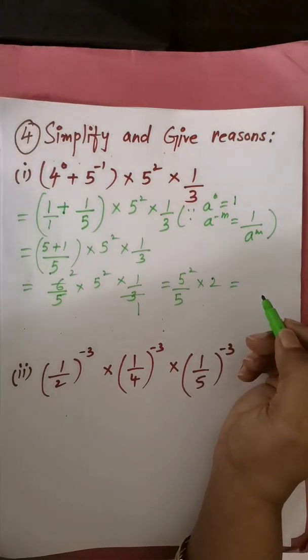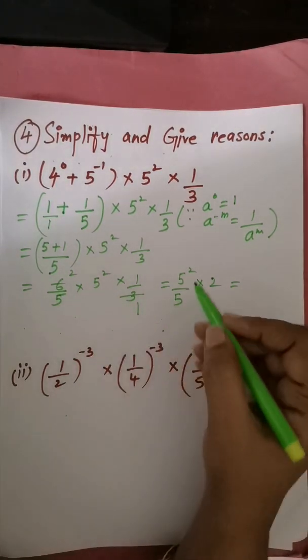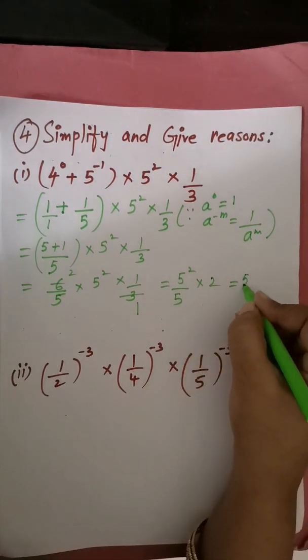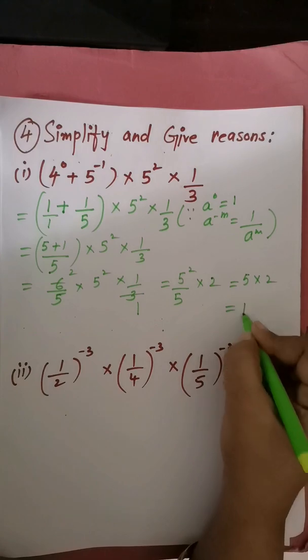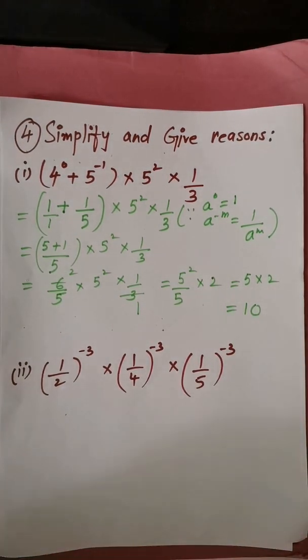So what will happen? Division means subtraction. 2 minus 1 will be 5 into 2. The answer will be 10. Okay. Next.